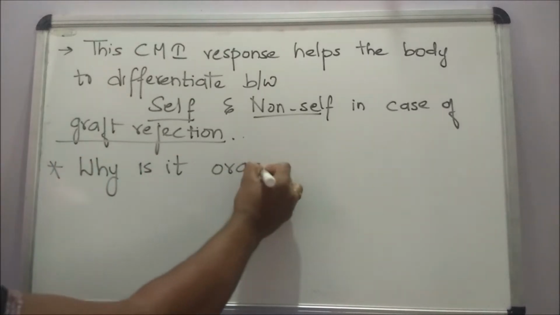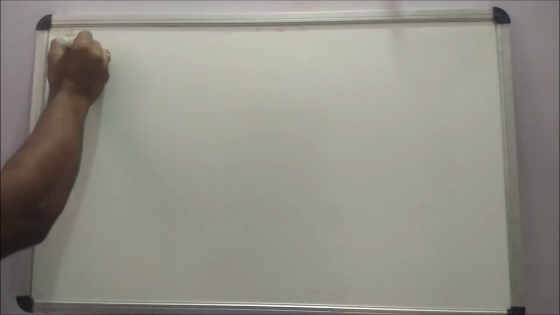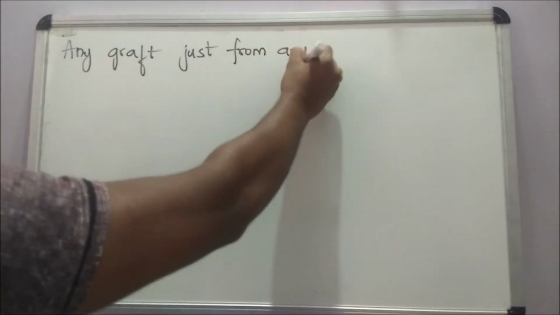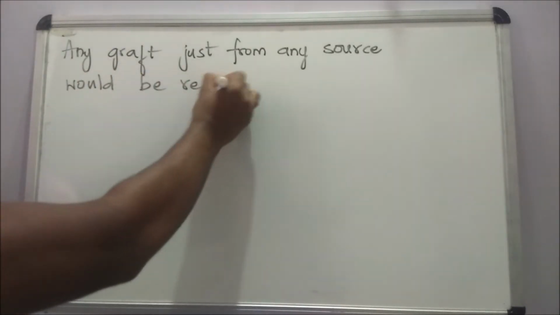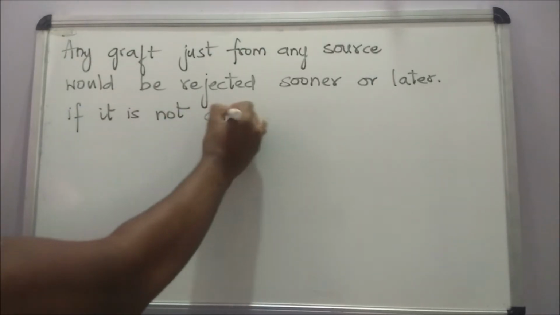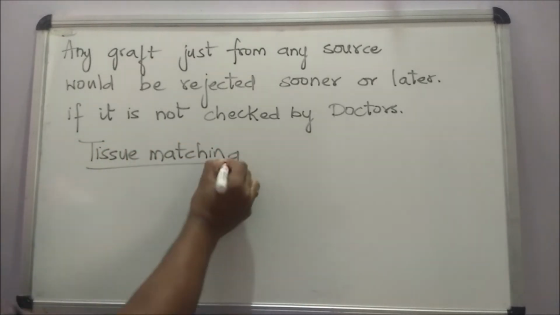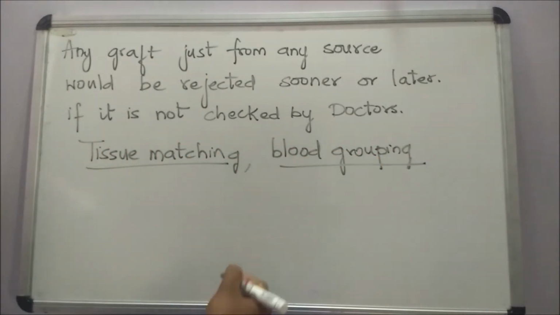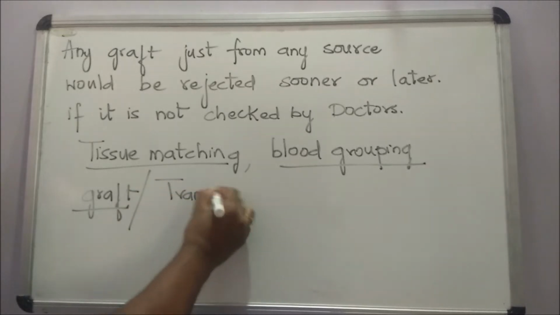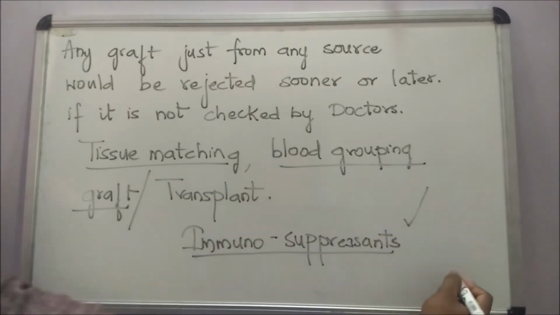Now, why is it that organs cannot be taken from just anybody? Any graft from just any source would be rejected sooner or later if it is not checked properly by the doctors. Tissue matching and blood group matching are essential before undertaking any sort of graft or transplant, and even after this, the patient has to depend on lifelong immunosuppressants.